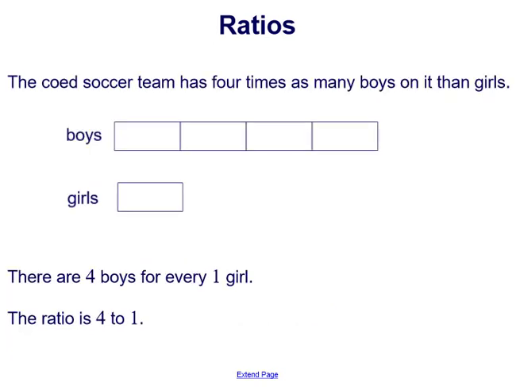The co-ed soccer team, here's a different example, has 4 times as many boys on it than girls. That's multiplication, 4 times as many. So if there's 1 girl, there would be 1, 2, 3, 4 times as many boys. So there are 4 boys for every 1 girl. The ratio we then say is 4 to 1.